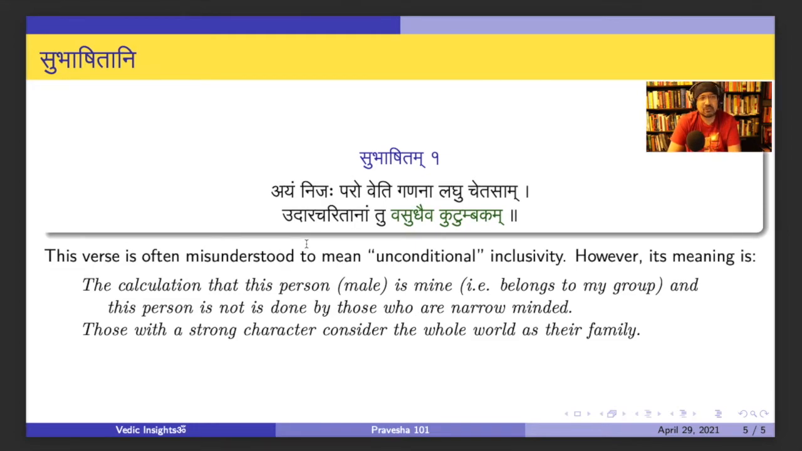So we say, vasudhaiva kutumbakam, the world is one, which is a very good idea, but the context behind it is that the people who think that way are the ones who actually have a large heart. So that is what the meaning of this Subhashitam is. I'll read out the meaning. The calculation that this person is mine, i.e. belongs to my group, and this person is not mine, is done by those who are narrow-minded. Those with strong character consider the whole world as their family. Strong character, large heart, udara charitanam.